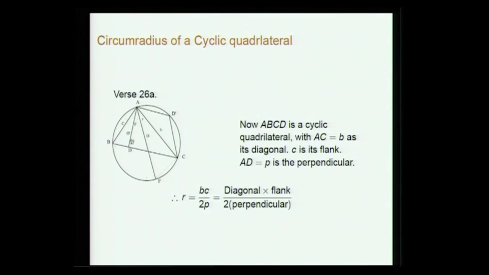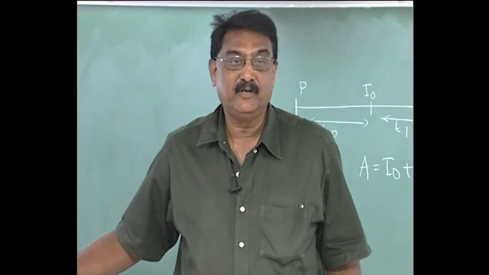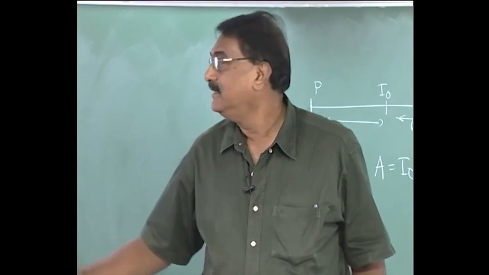So, here AC, that is B, is a diagonal, and AD, that is P, is the perpendicular. So, you make use of this triangular portion of the cyclic quadrilateral in A, B, C, D prime. The two sides of this triangle will be C, one of the sides of the quadrilateral, and B, the diagonal of the cyclic quadrilateral. Then BC equals diagonal into flank divided by P, the perpendicular. The perpendicular has been found using the earlier result on how to find perpendiculars and segments. So, using that, you get the result.